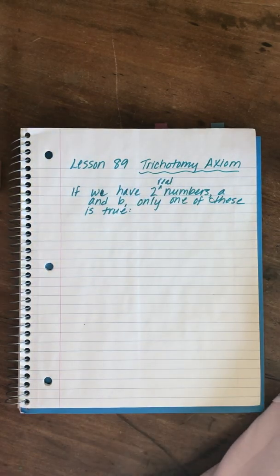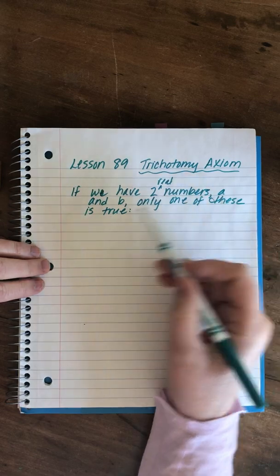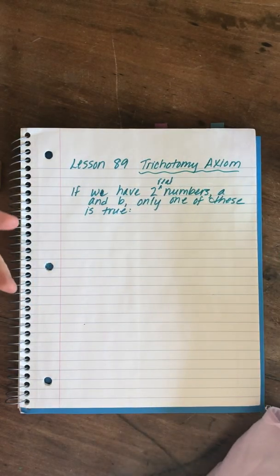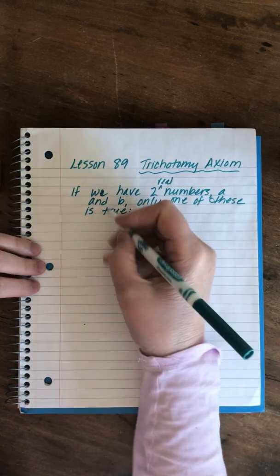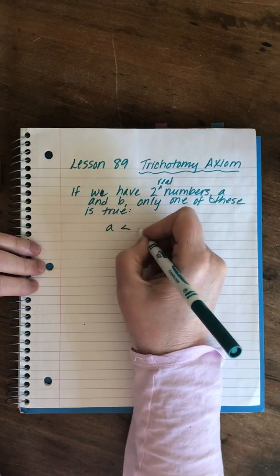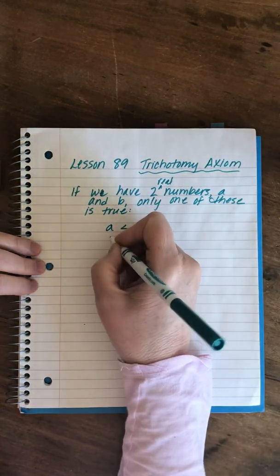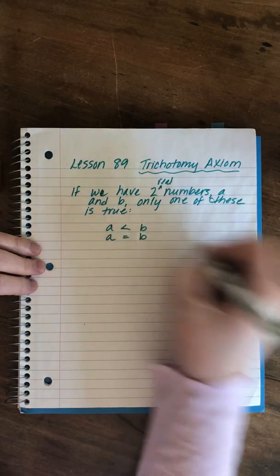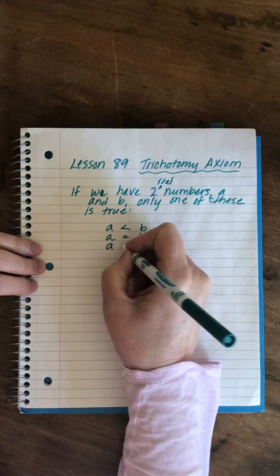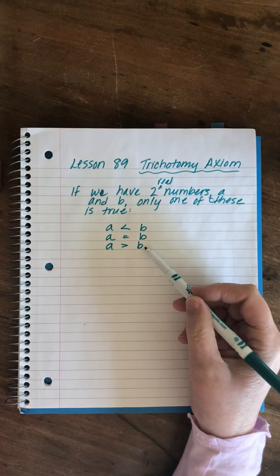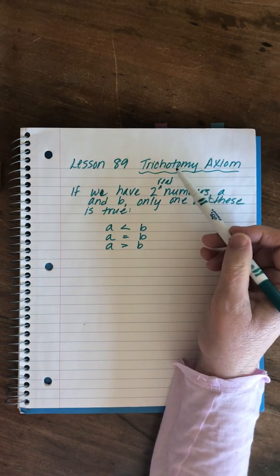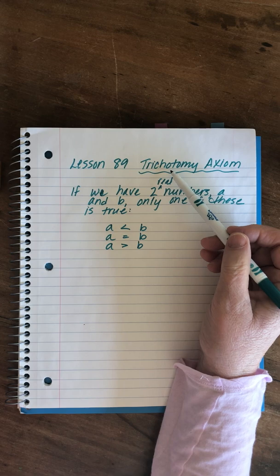If we have 2 real numbers, and we're going to call them A and B for now, because this is applying to all numbers, only one of these things is true. Either A is less than B, A is equal to B, or A is greater than B. Please give me a Homer Simpson moment of, duh, of course this is true. This is so obvious. Why we give it this big fancy name is beyond me.